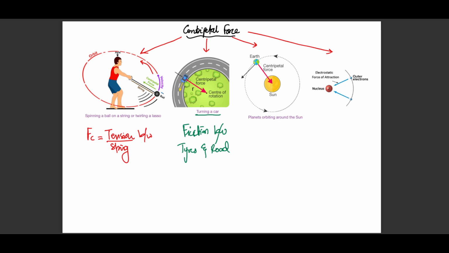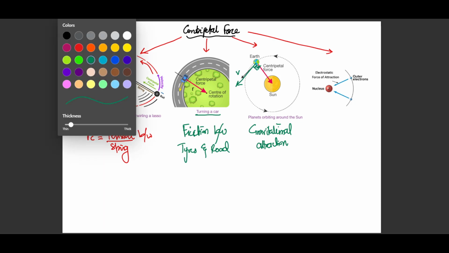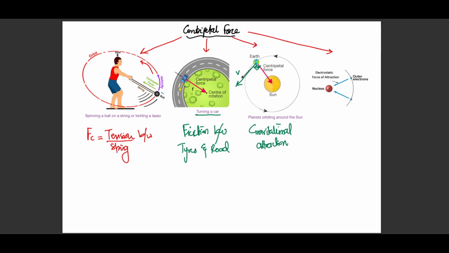In the third example, we have planets orbiting around the sun, and in this case the centripetal force is provided by the gravitational attraction. If there was no gravitational attraction between the objects, the Earth would continue in the direction of the velocity that is represented by this arrow. Remember again that the angle between the force and velocity is 90 degrees. They're always at 90 degrees.